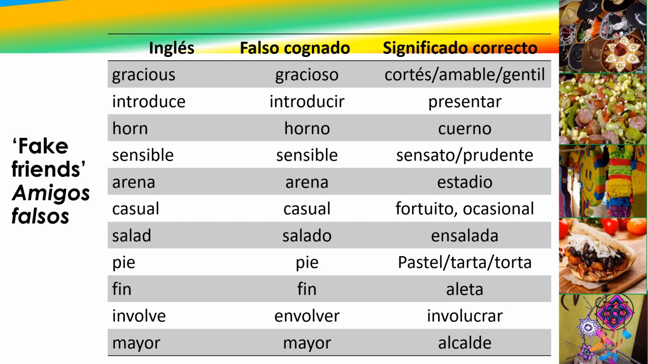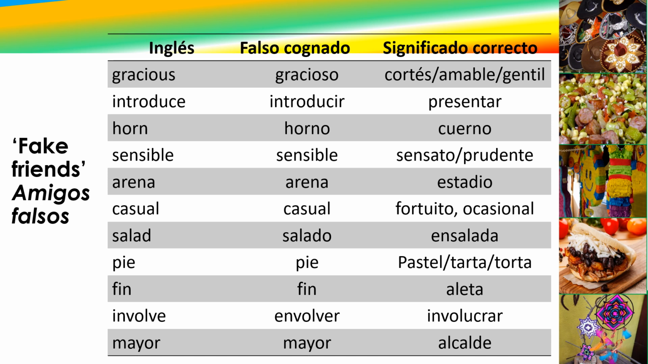What about introduce? Introducir? The correct word is presentar. So if you're introducing someone or you're introducing yourself, we use the verb presentar. Introducir means something else. Actually, introducir means to lead, to make known by way of announcement, recommendation, or act. And oh, I didn't look at gracioso. Gracioso means funny. All right?